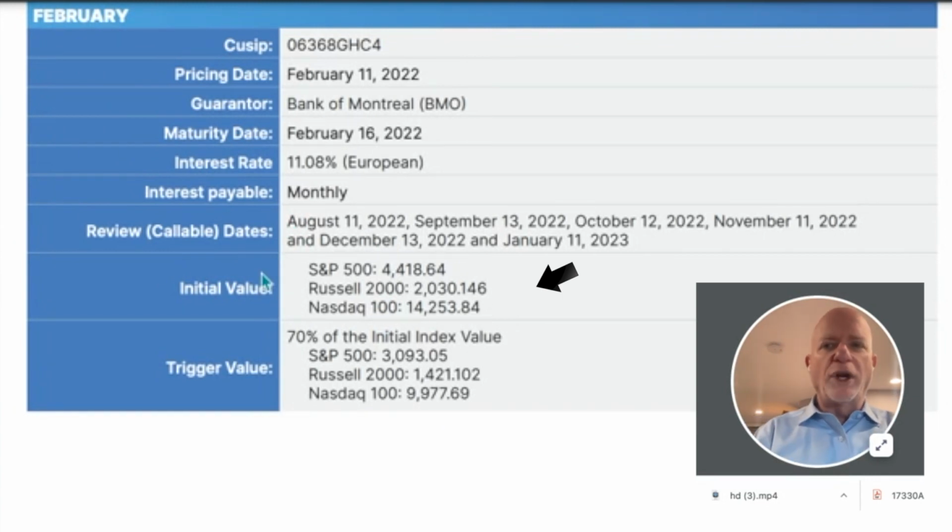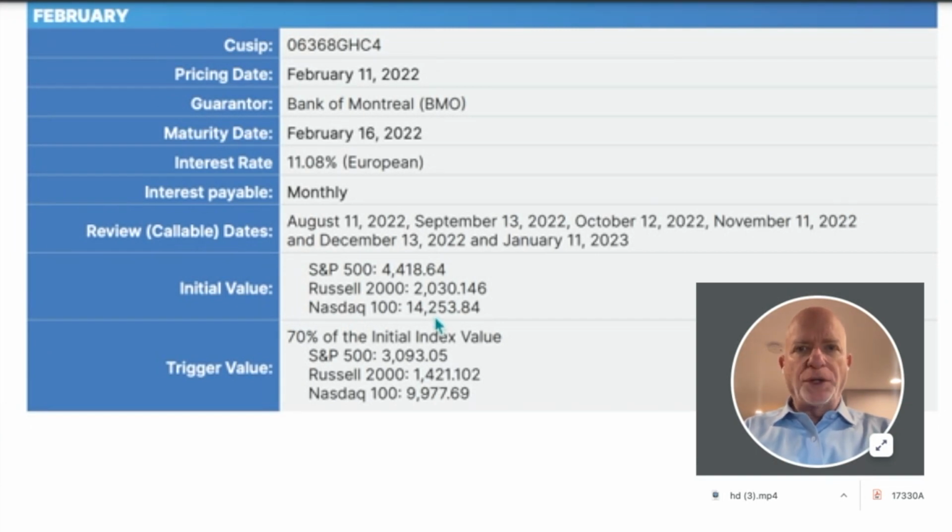So what does this call date mean? If on August 11th, the worst performing of these three indexes is greater than this initial value, the note is called, which means they put the money back in your account, and then they're going to give you, if it's 6 months out, half of this, right? So this is an annual rate. They would give you 5.54 interest on your money for 6 months. Again, it's still this 11.08 yearly interest number, but you're going to be paid over 6 months.